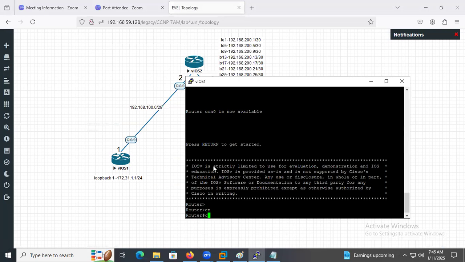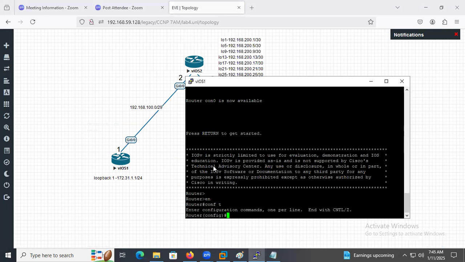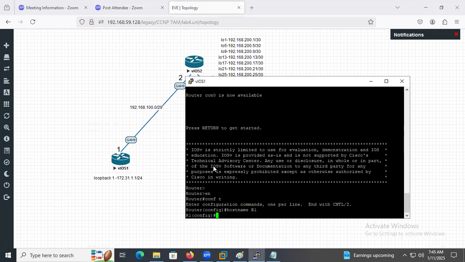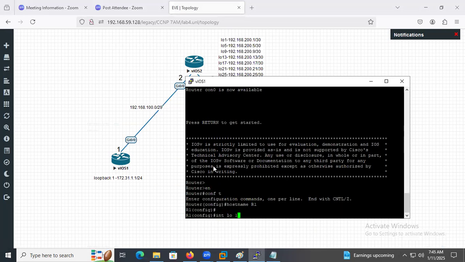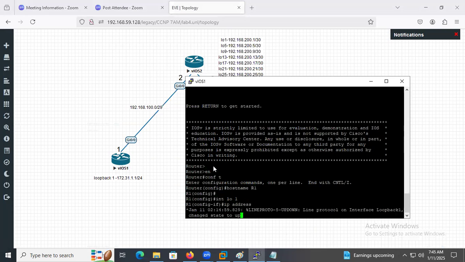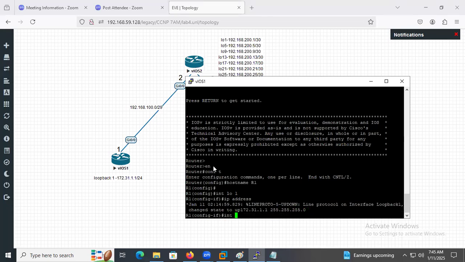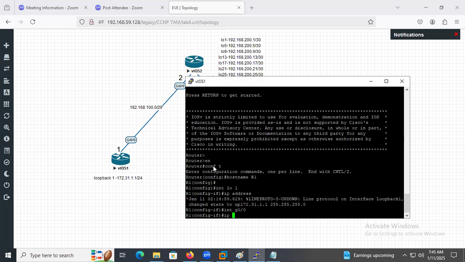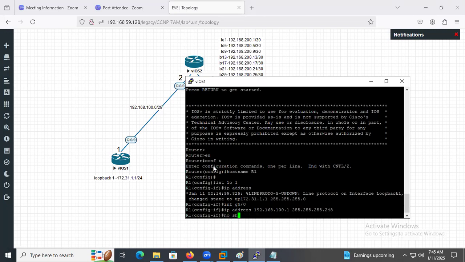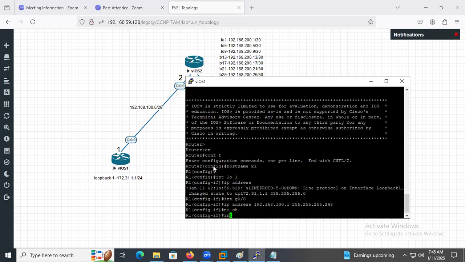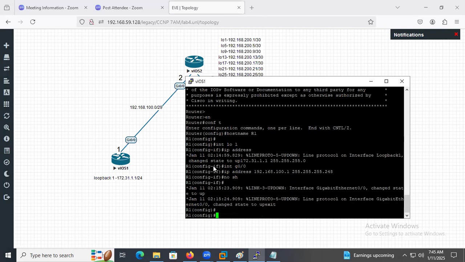Go to enable, configure terminal. First loopback 1, IP address is 172.31.1.1. Interface gigabit 0/0, IP address is 192.168.100.1, 255.255.255.248, no shutdown. That's it. Only two interfaces in router 1.